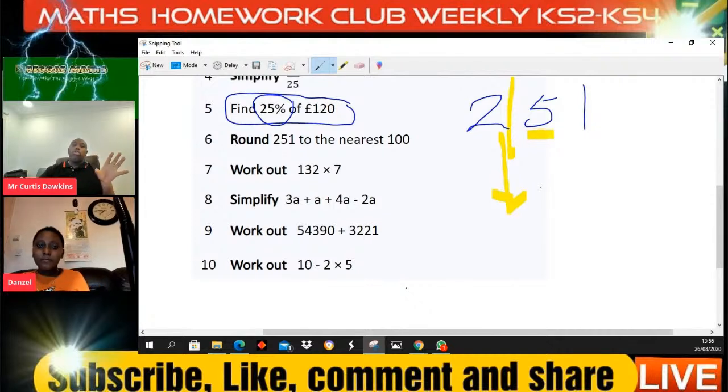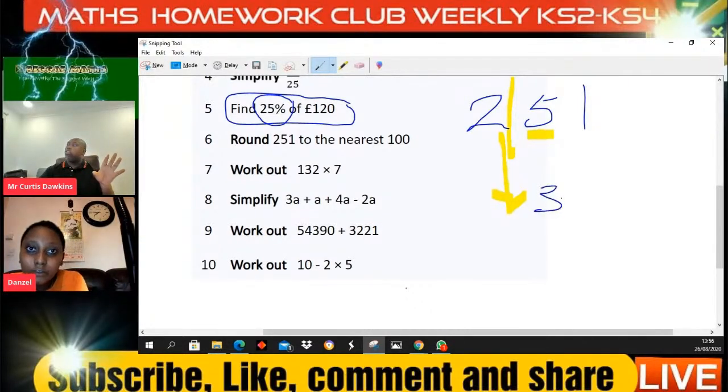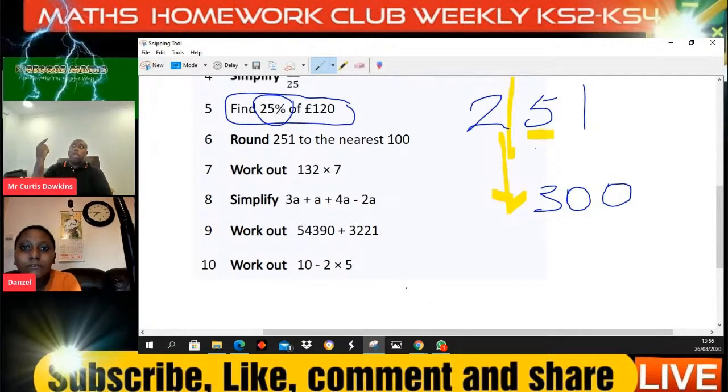If I add 1 to 2? 4, 3. 3. So it's 300. Okay? We're rounding it to the nearest 100. So if we're rounding it to the nearest 100, we look at the 10 and you look at the 100. If the 10 number is 5 or more, then it increases by 1. Okay?